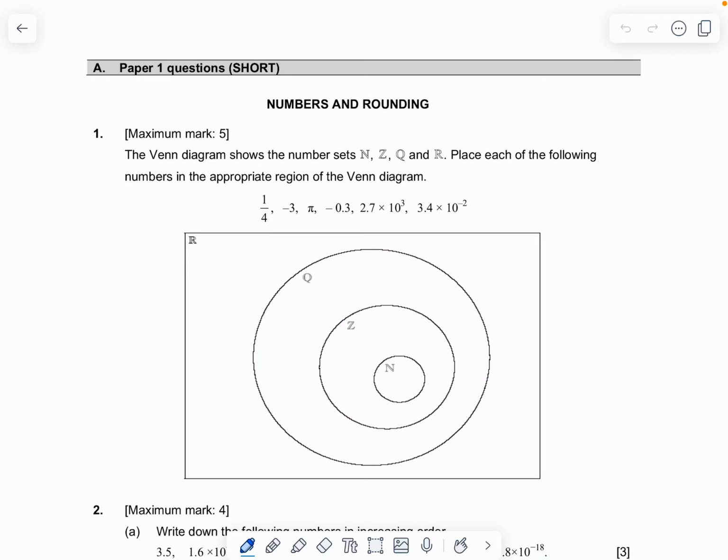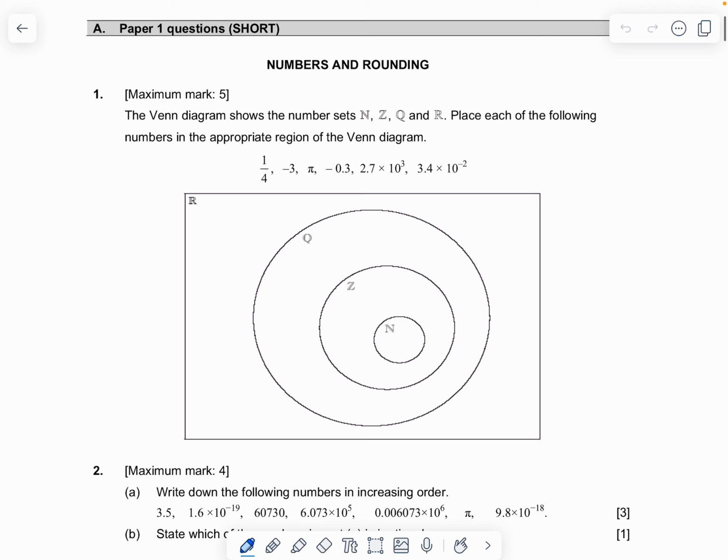Welcome. This video is based upon the concept of numbers, which is natural numbers, rational numbers, and all those, and also about rounding the numbers, finding the significant digits, and also rounding it out to two significant figures, three significant figures, or two decimal places, and so on. So let us start with the first question.